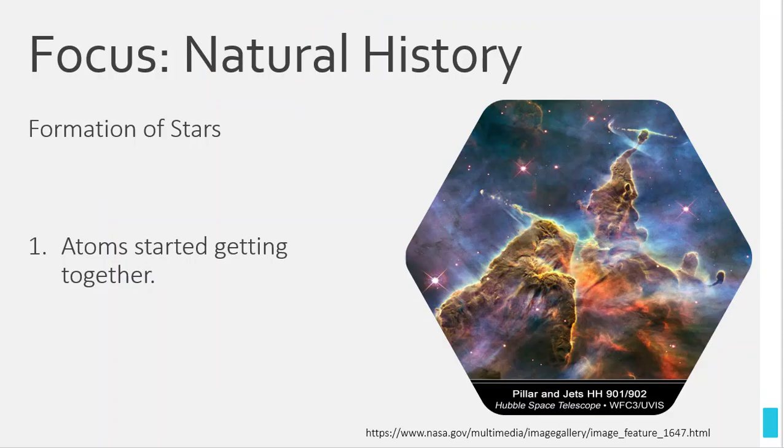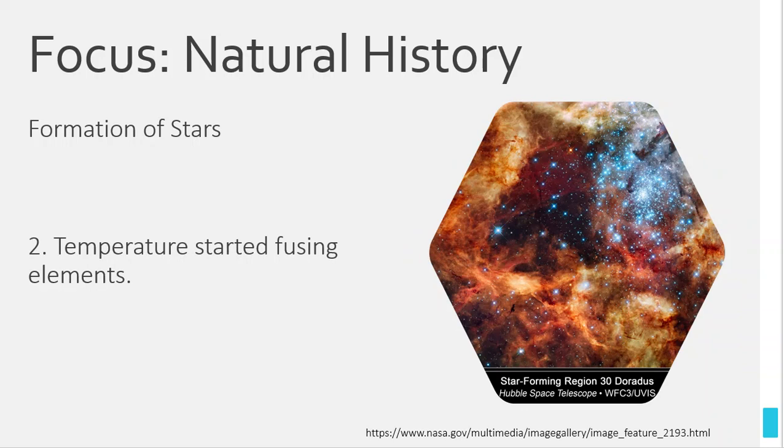The focus, natural history: formation of stars. Step 1. Atoms starting to get together. The areas where these atoms were clumped together got denser and denser and hotter due to the gravitational pull of those areas. 2. The temperature in those areas rose up to 3,000 degrees. At this temperature atoms started to fall apart. Then the temperature reached 10 million degrees, and at this temperature elements start fusing.